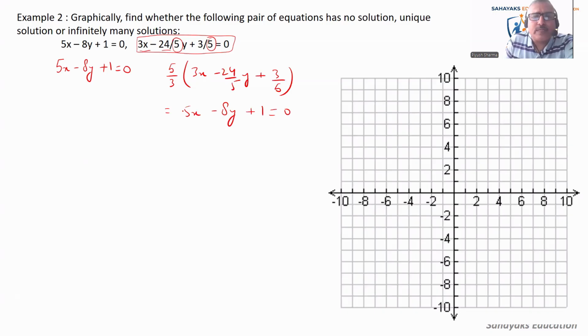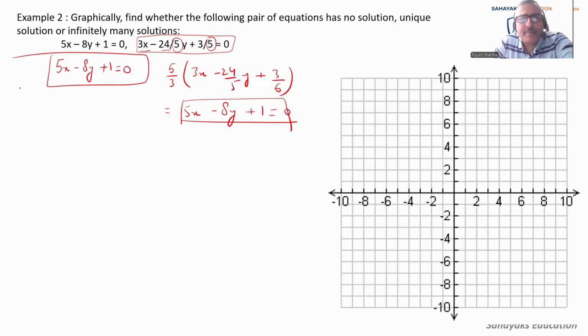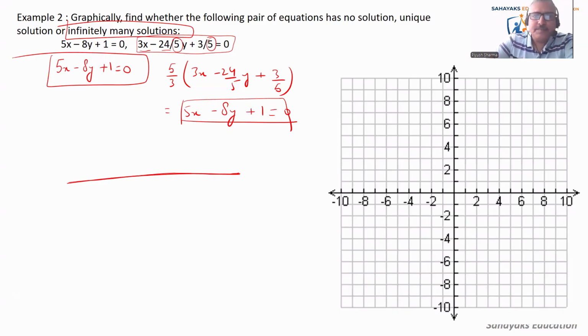See, this equation and this equation are exactly the same. When both the equations are the same, what do you think? How many lines will be made? There will be only one line, and the other line is on top of it. It's basically the same line. So there are infinitely many solutions to this. I hope this clarifies. Now coming to the next question.